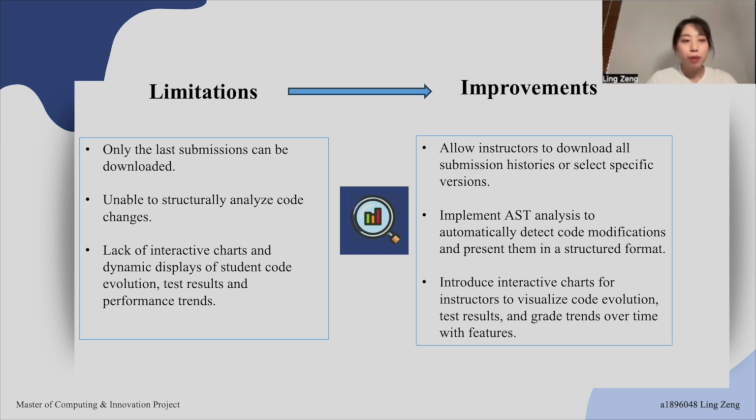However, Gradescope has some limitations. For example, it only allows downloads of the last submission. It's hard for us to really dig into how a student's code has changed over time. Also, the platform doesn't have interactive charts, so we cannot see any changes in code, test results, and score trends in a dynamic visual way.